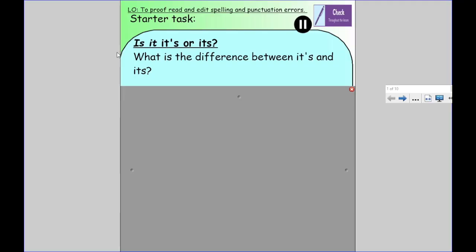For our start task this morning, Year 5, we're going to have a game of "it's or its". So first of all, what's the difference between it's and its? Pause the video here and take a look at them really closely.